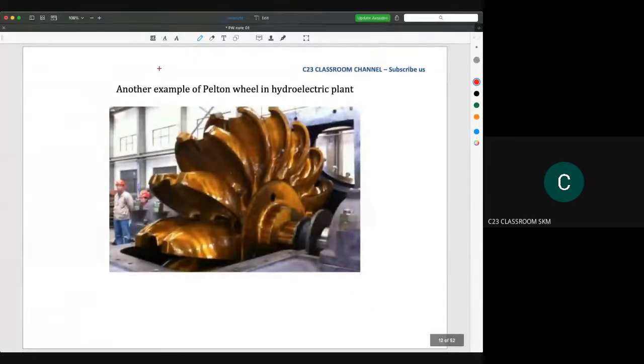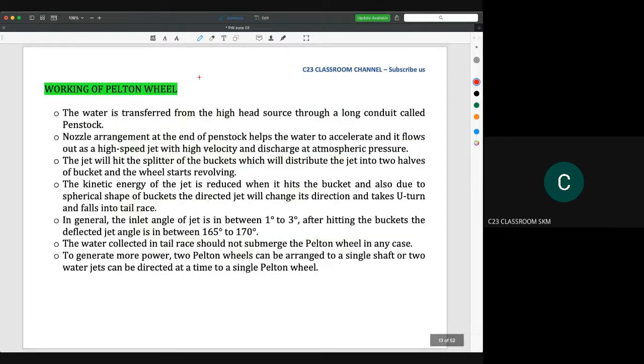So this is the example of Pelton wheel in hydroelectric plants. You could see the bucket here. The water will flow inside this and then flow out like this. I will show you later, because it is weird when I show you at the top here, the water is not there.